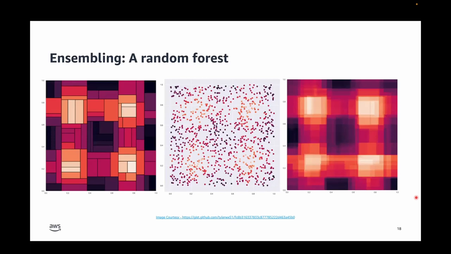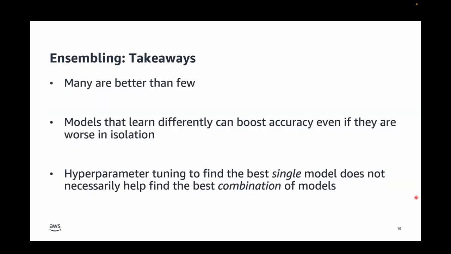So this was a very good example that many of you are familiar with, random forests and decision trees. What can we learn from it?